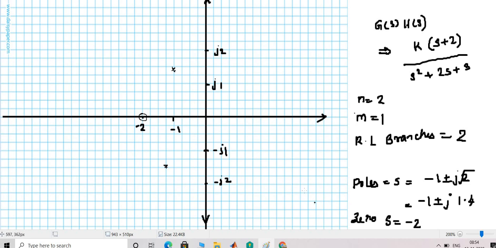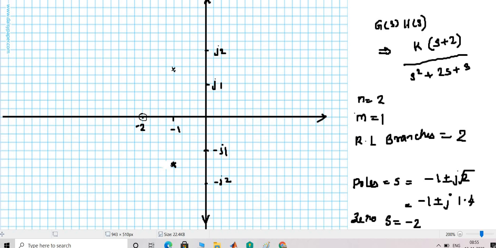So the next step is we can plot the location of poles and zeros in the graph sheet. I have plotted two poles, that is at minus 1 plus j 1.4 and minus 1 minus j 1.4, in the graph sheet that you can see here as cross signs, and also I have plotted the zero that is at minus 2, indicated with a circle.